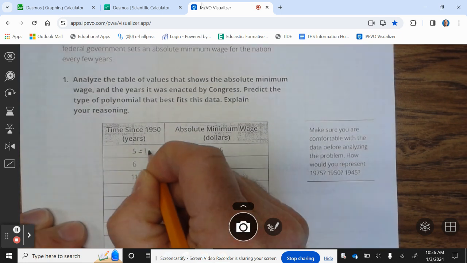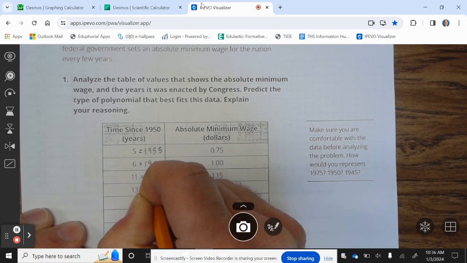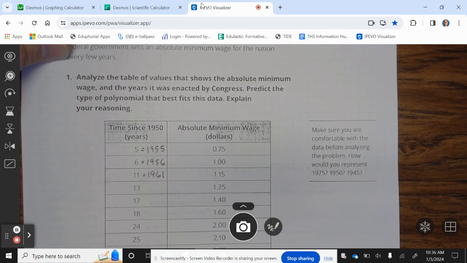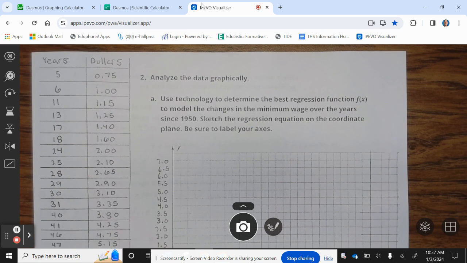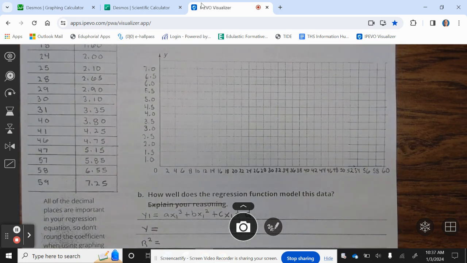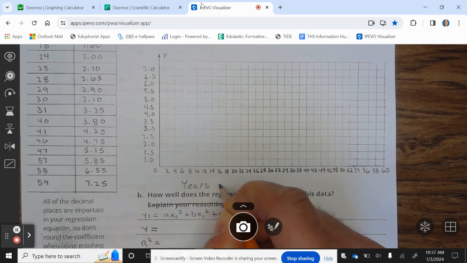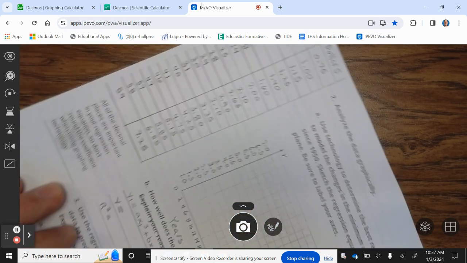So 5 would be 1955. 6 would be 1956. 11 would be 1961, and so on. Okay? All right, so let's take a look at the next page. Analyze the data graphically. Use technology to determine the best regression function f of x to model the changes in the minimum wage over the years since 1950. Sketch the regression equation in the coordinate plane. Be sure to label your axis. So here, this is years after 1950, and then this is dollars.